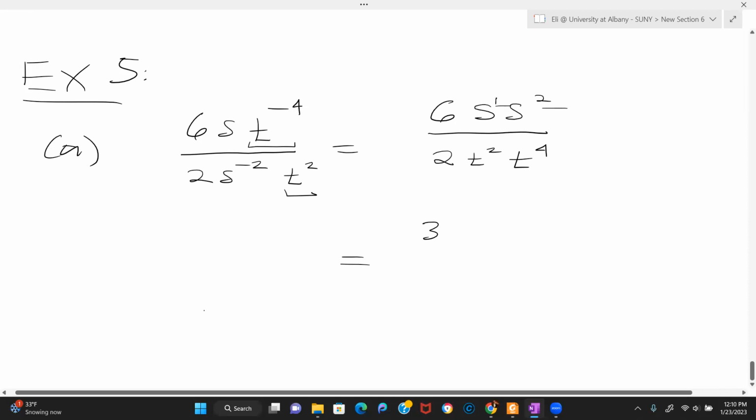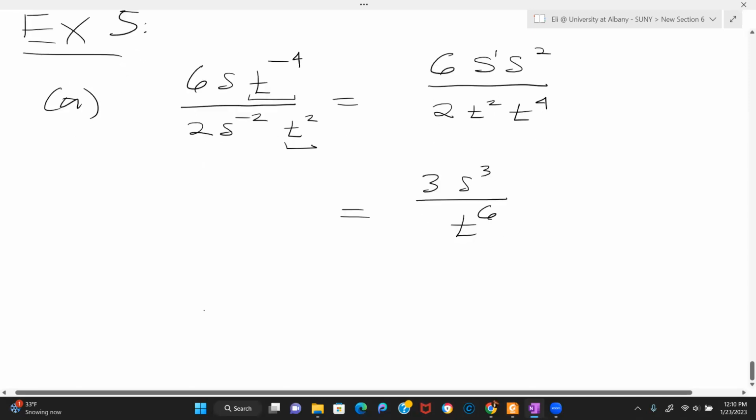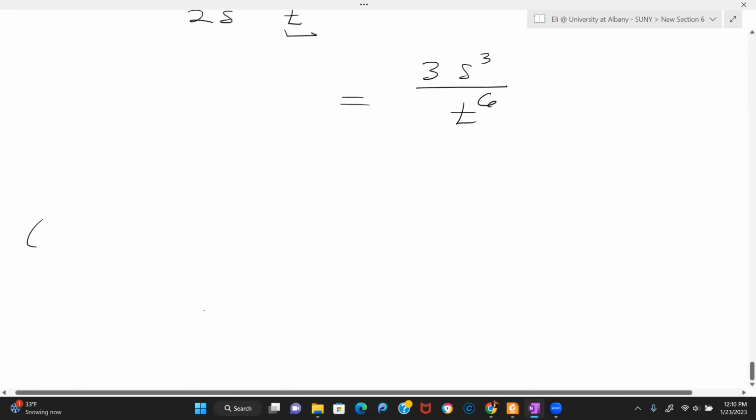So I add the 1 and the 2 to get s to the third power. In the denominator, I canceled that 2, so there's nothing there. And I have t squared times t to the fourth, so I have to add those exponents together to get t to the sixth. All right, so now let's do b.